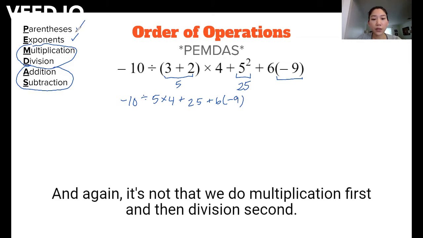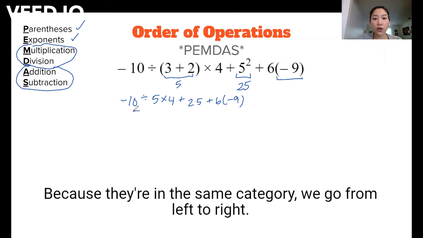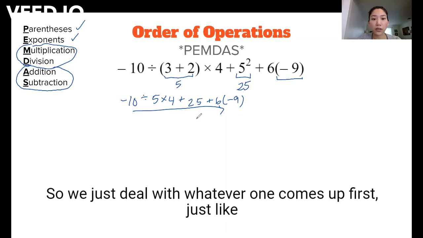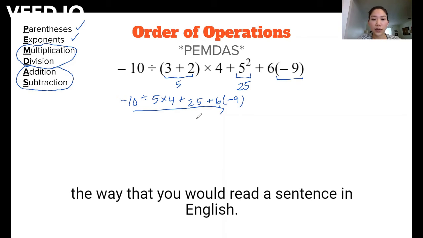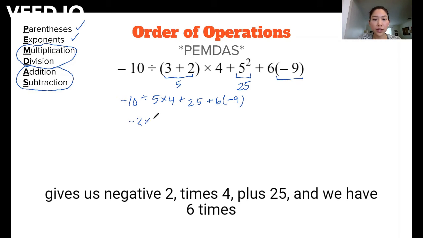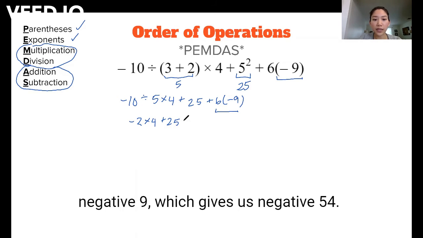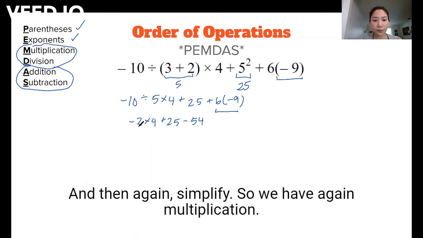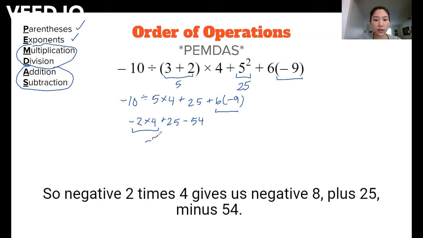And again, it's not that we do multiplication first and then division second. Because they're in the same category, we go from left to right. So we just deal with whatever one comes up first, just like the way that you would read a sentence in English. So for example, we'd have negative 10 divided by 5, which gives us negative 2 times 4 plus 25, and we have 6 times negative 9, which gives us negative 54. And then again, simplify. So we have, again, multiplication. So negative 2 times 4 gives us negative 8 plus 25 minus 54.